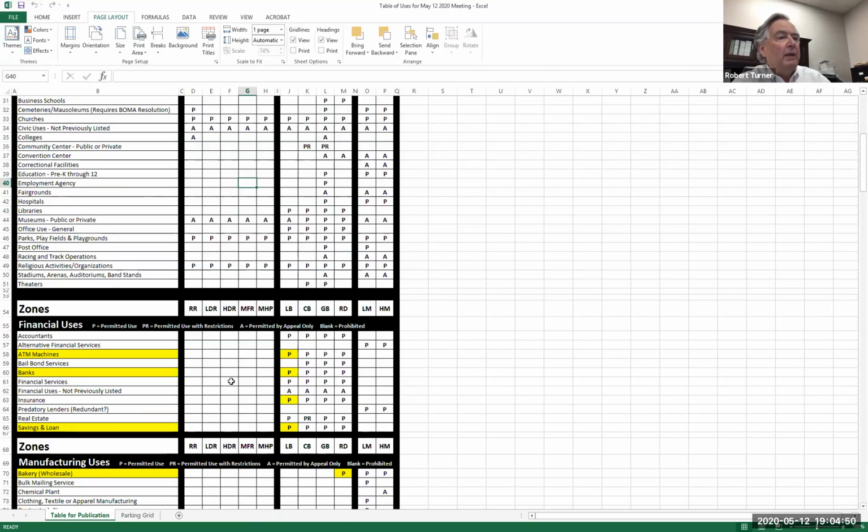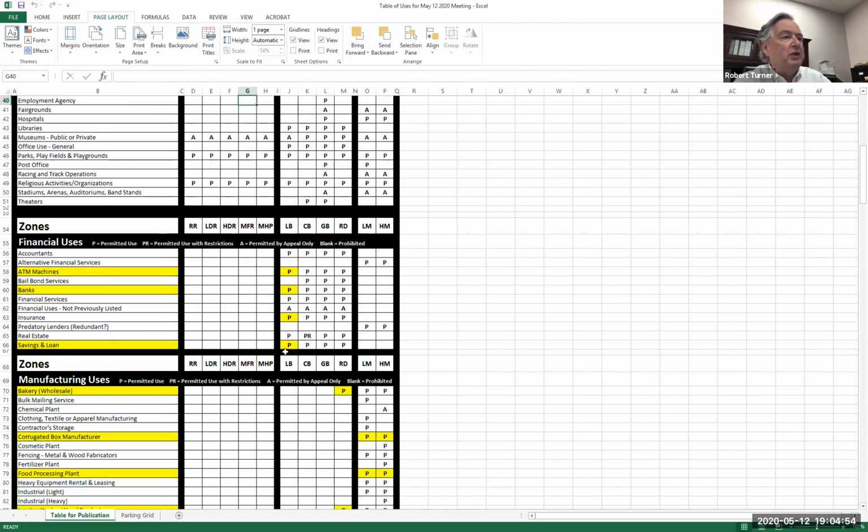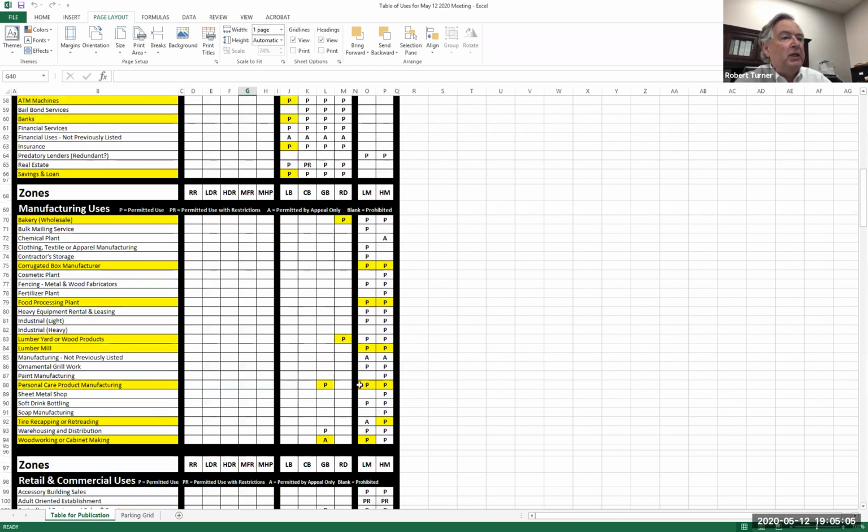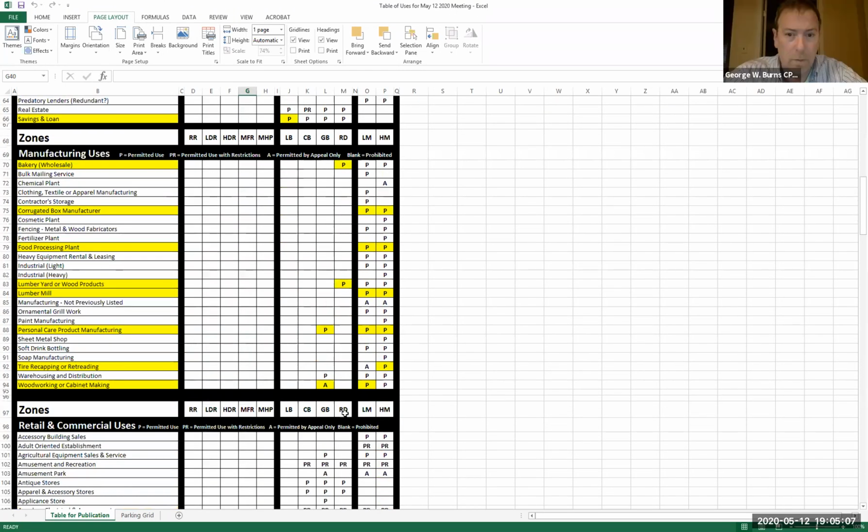ATM machines were not permitted in the limited business, but we permitted them. So you can see what I've changed here in the use column, what we discussed last time. So each use that's highlighted has a spot where we changed something. Are we diving into this right now? Yes, if you want to talk about it, yeah.